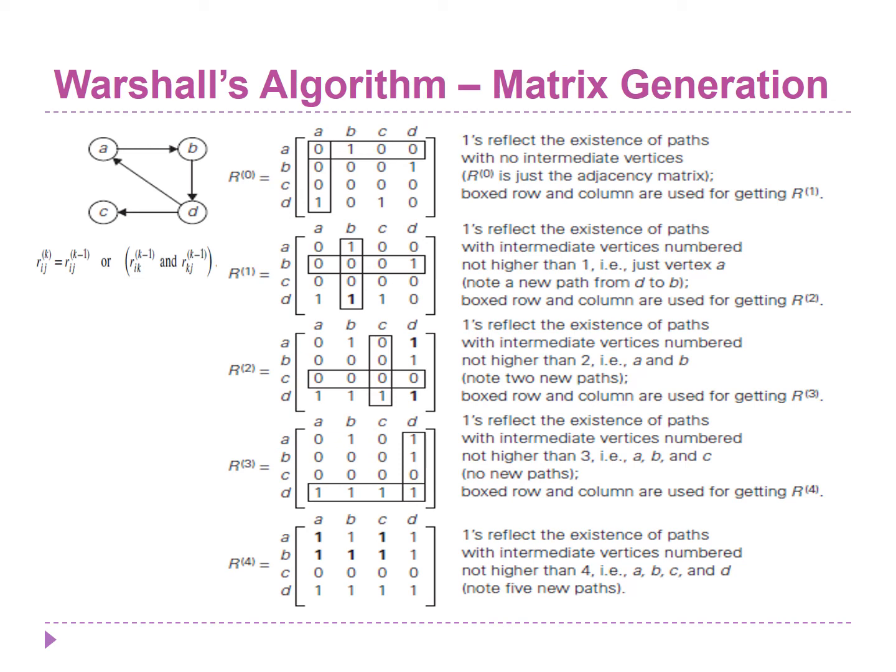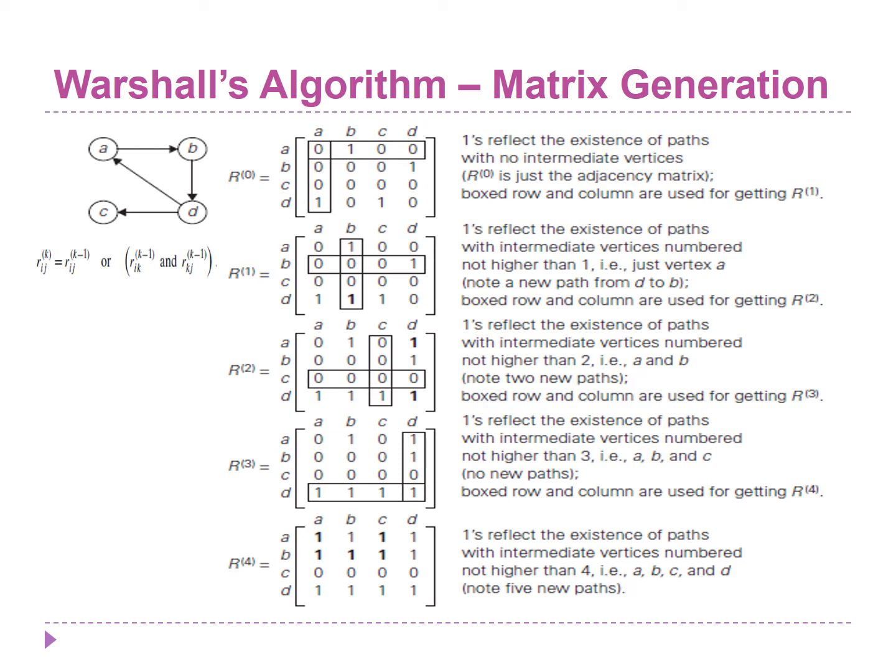Similarly, R2 is generated from R1. The boxed row and column are used for getting R2. In R2, the ones represent the existence of a path with intermediate vertices numbered not higher than 2. The boxed row and column are used for getting R3.